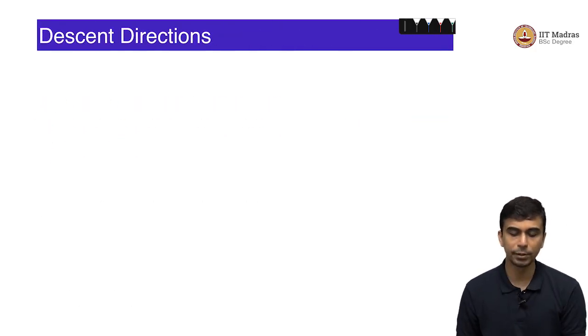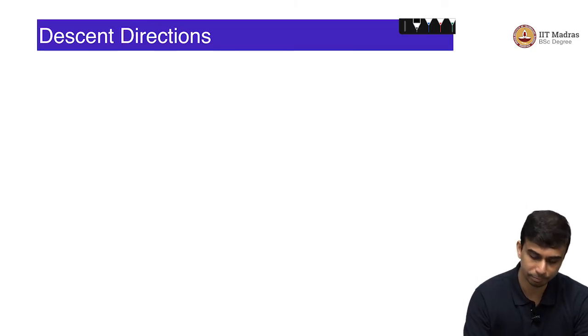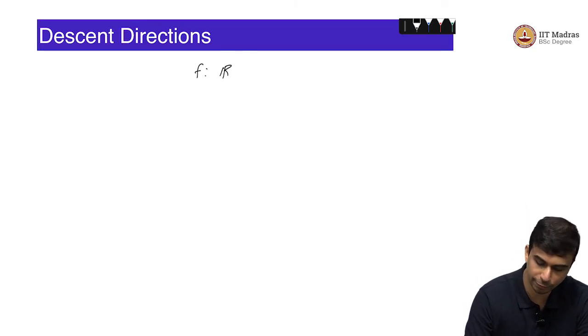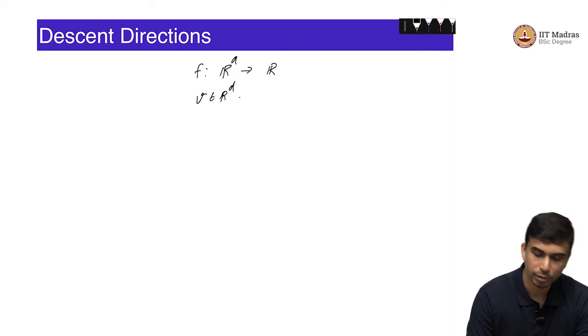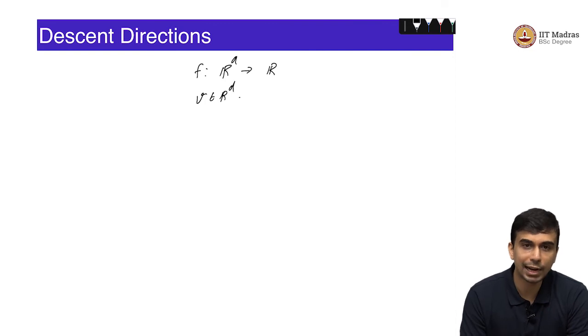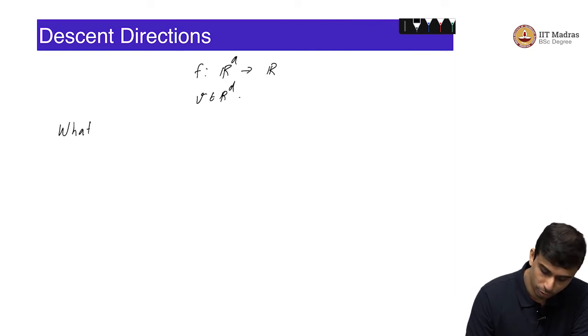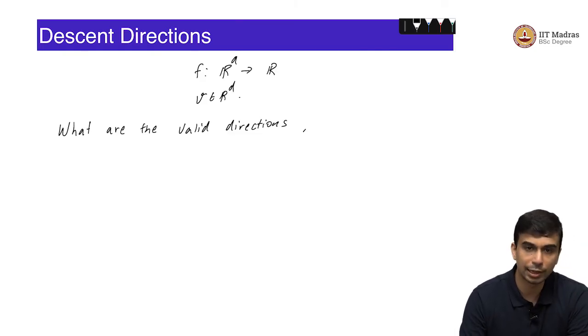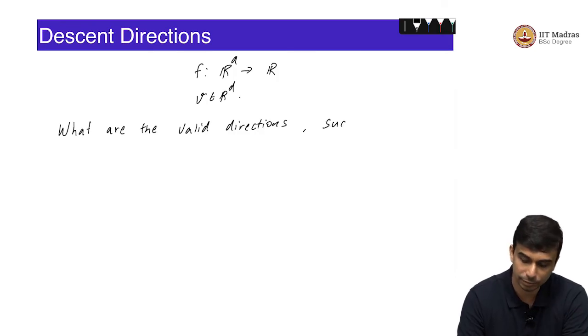We can finally wrap this up by saying you are at a point, let us say v, you have a function f from R^d to R, you are at a point v in R^d. Now let us say you want to minimize this function. What all directions can you go? What are the valid directions such that f decreases?